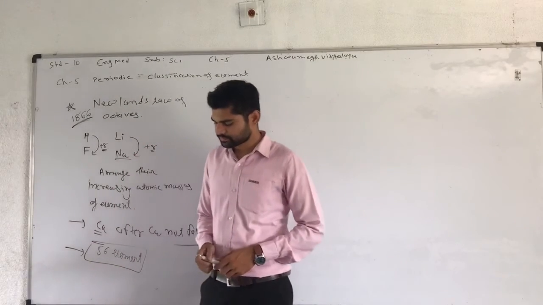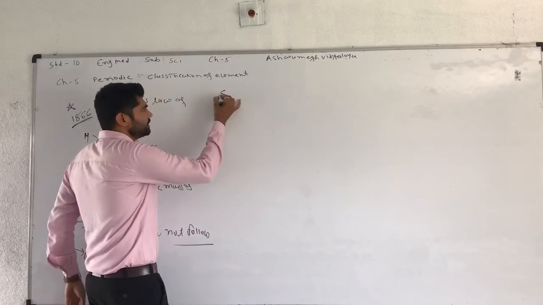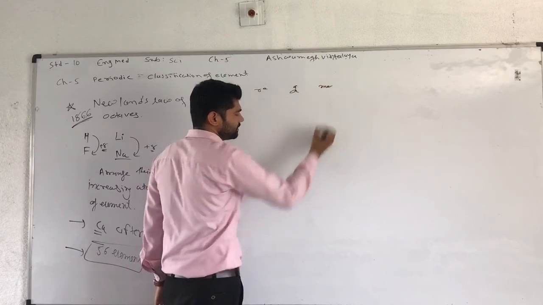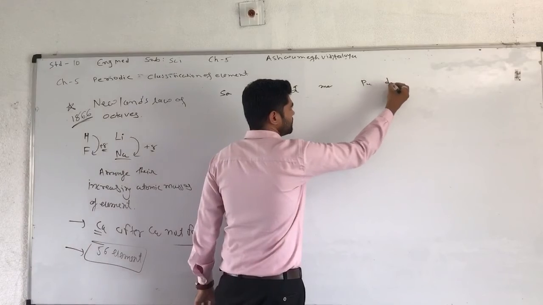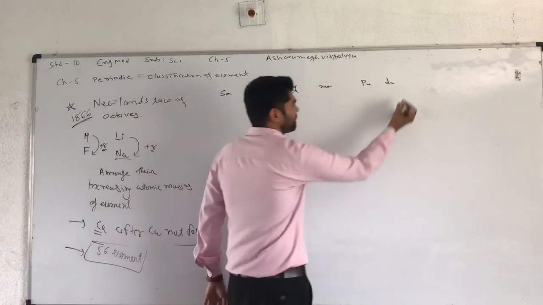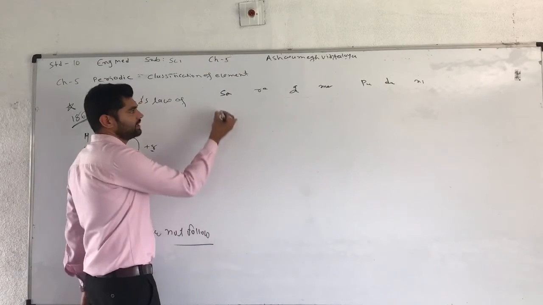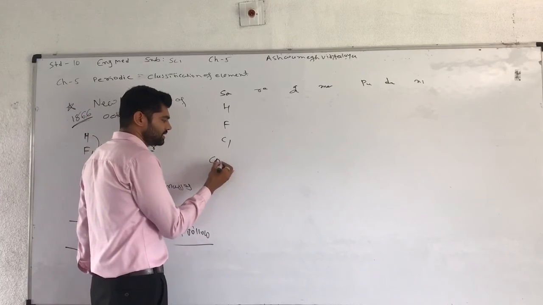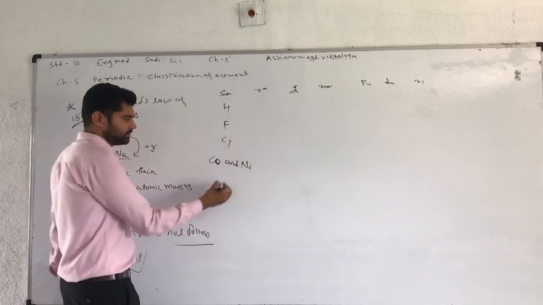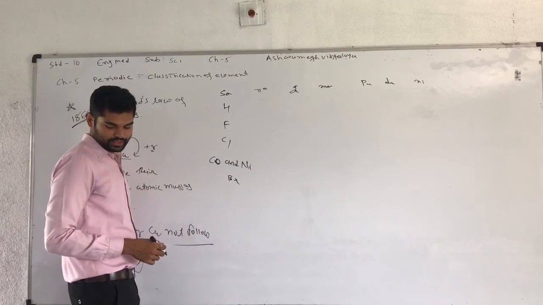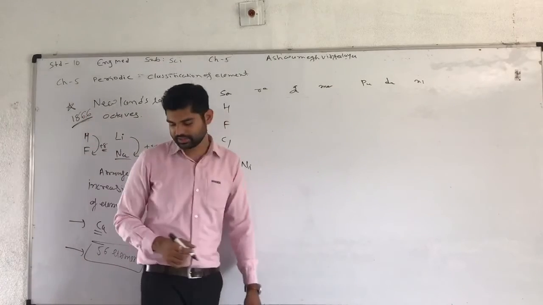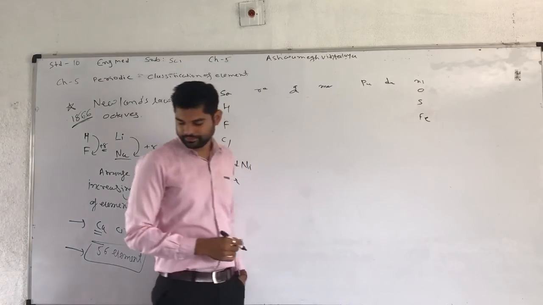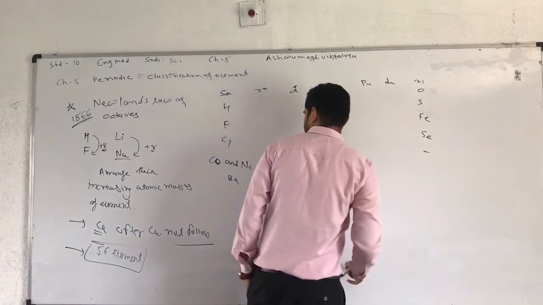Third, in the musical notes, first is sa, re, ga, ma, pa, da, last is ni. According to this, first you can say hydrogen, fluorine, chlorine, cobalt and nickel, cobalt (Co) and nickel, bromine. So arrange this way, and in another, the last series, arrange Fe, Os, and so on, cesium, and S, no point placing anything.